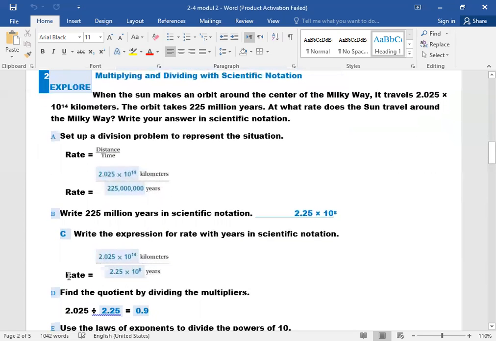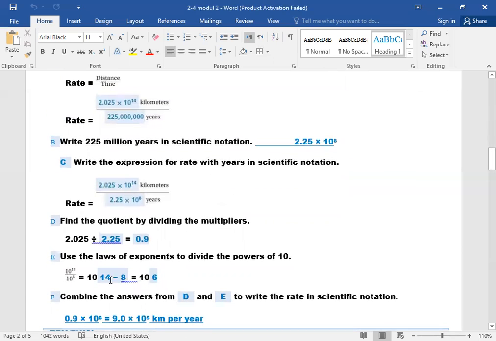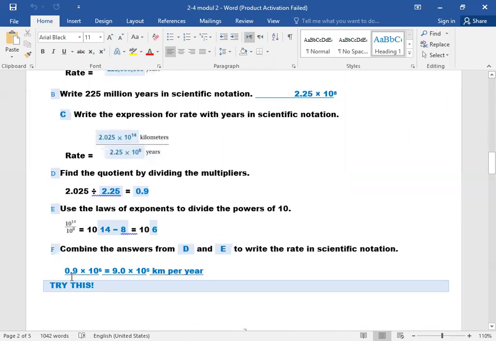Now, the rate equals 2.025 times 10 to the power of 14 over 2.25 times 10 to the power of 8. We will divide the multipliers, then it will be 0.9. And then we will subtract the exponents. It will be 14 minus 8, equal 10 to the power of 6. So the final answer now is 0.9 times 10 to the power of 6.